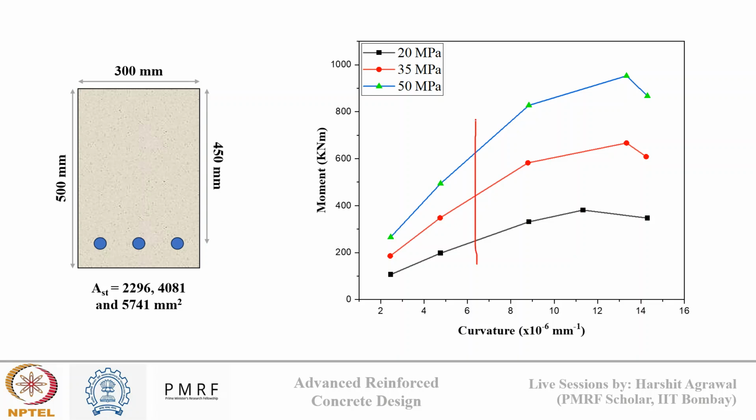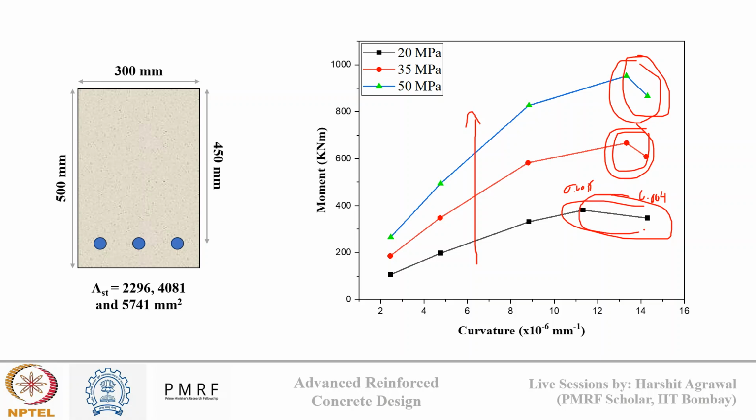As the concrete grade is increasing, you can see the moment of resistance, or the moment capacity, is also increasing. Now there is a drop here in all the cases. Why is this drop? This drop is coming from 0.0035 to 0.004. So after concrete reaches the ultimate strain, what will happen? The moment capacity of the section will decrease.